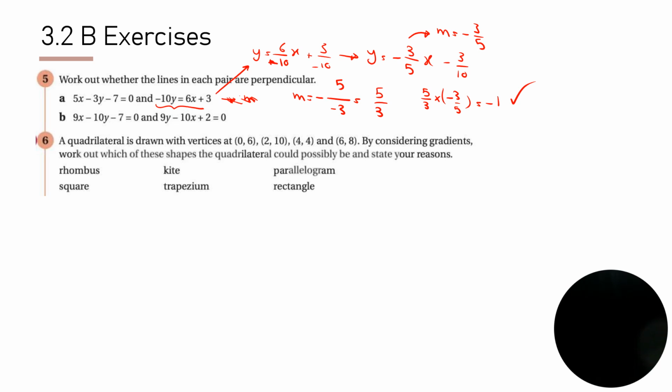Part B, 9x minus 10y minus 7 equals 0. You can easily use the formula to find the gradient, negative coefficient of x over coefficient of y, which makes it 9 over 10. The second line's coefficient of x is negative 10. Just see that they replaced them over 9. So if we simplify it, it's going to be 10 over 9. And if we multiply them, 9 over 10 times 10 over 9, it just makes positive 1. It was supposed to be negative 1. As it is not negative 1, therefore they are not perpendicular.